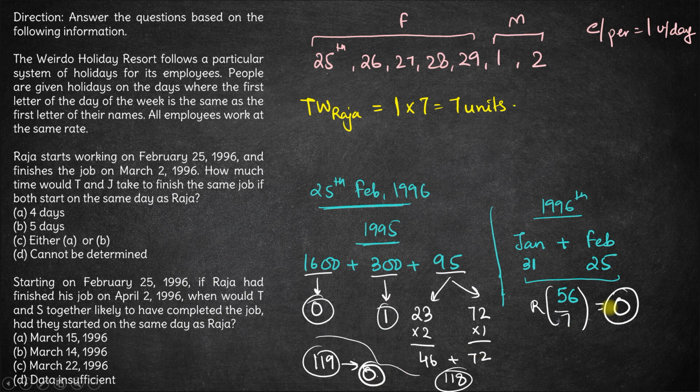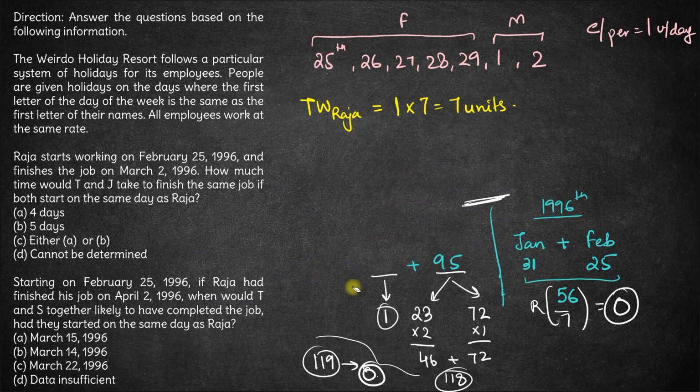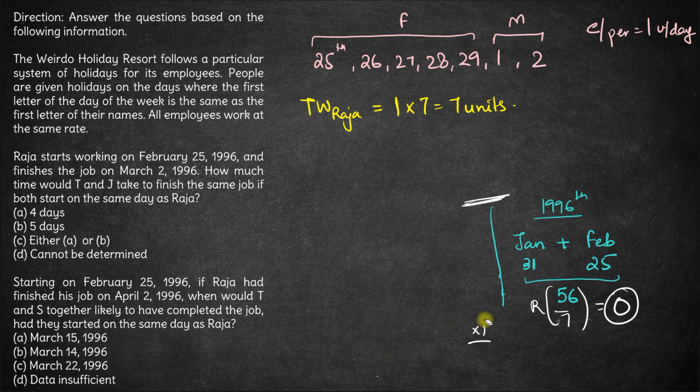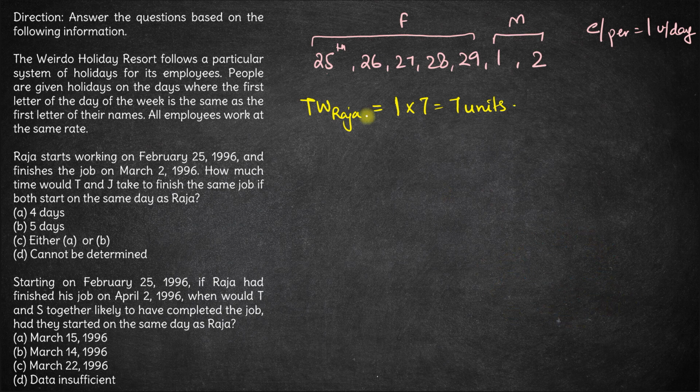And there are 0 odd days after Sunday. That means 25th February of 1996 will be a Sunday itself. So now that we have figured out that 25th Feb 1996 was a Sunday, it becomes easier to figure out on which date who will be working and who will not be working out of T and J. So 25th is a Sunday. This will be, sorry, Monday, not Saturday. This will be a Monday.